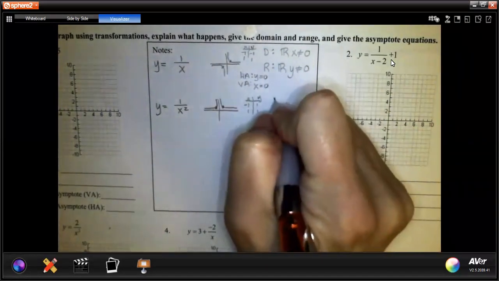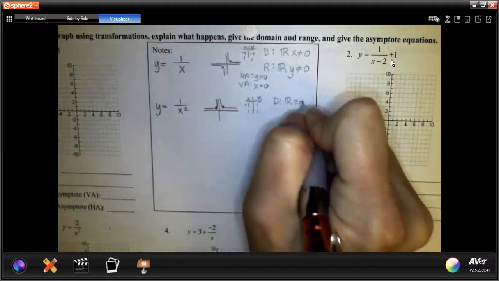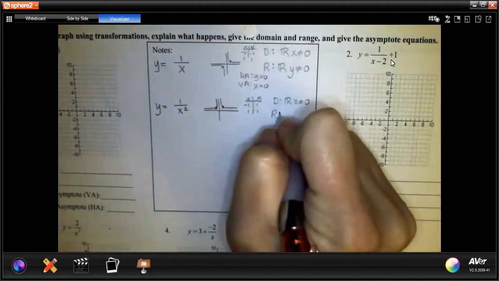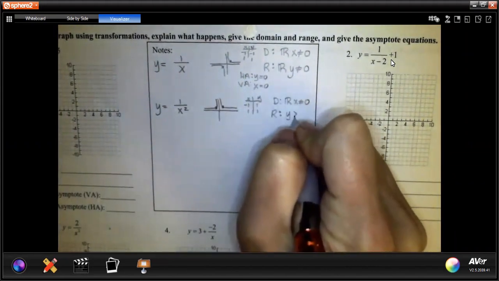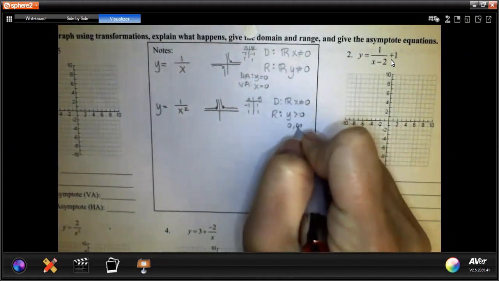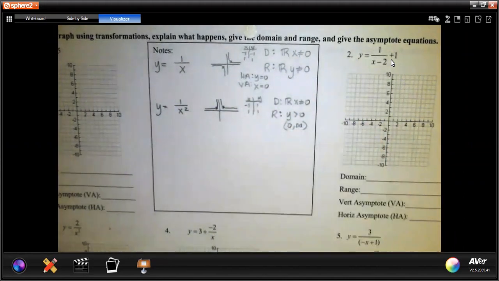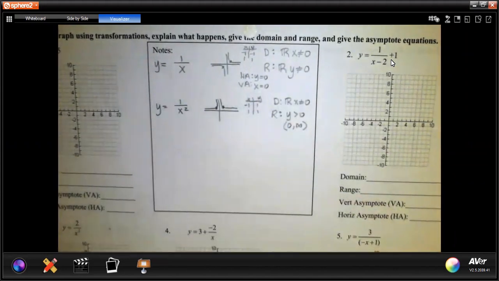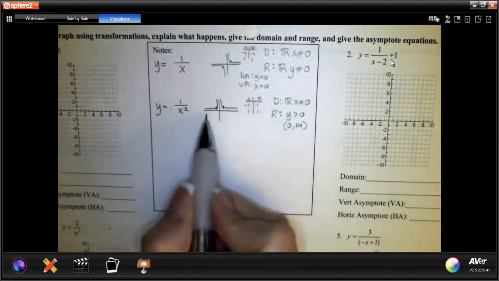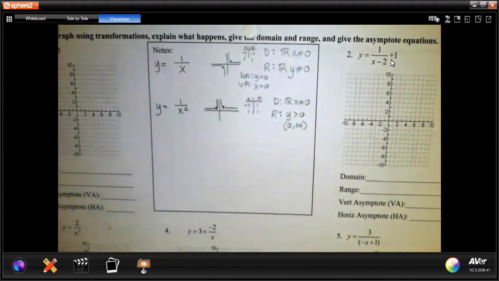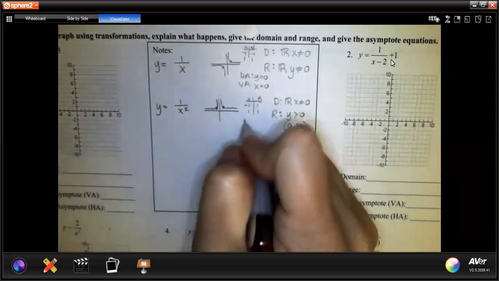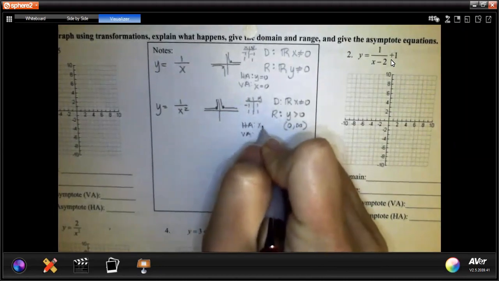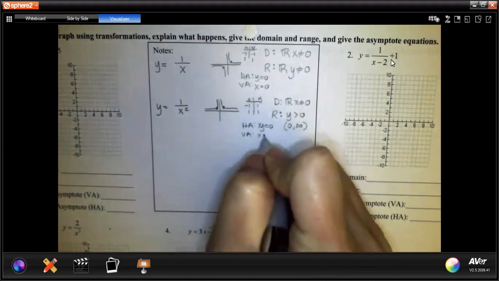Our domain is the same. It is just jumping over that y-axis. Our range, however, is all on top. So we would say y is greater than 0 or from 0 to infinity if you're using the interval notation. Now there is not an equal sign there and it's not a bracket, it is a parentheses because this graph never touches 0. So the y value will never be 0. And our horizontal and vertical asymptotes are the same. We've got one at y equals 0 and one at x equals 0.